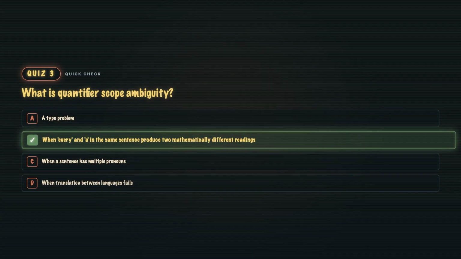B. Dueling quantifiers. Every farmer owns a donkey can mean different farmers own different donkeys, or that there's one donkey they all share. 2 readings, same words. LLMs still tend to pick one and miss the other. The old semantic puzzles didn't get solved, they just hid in the weights.